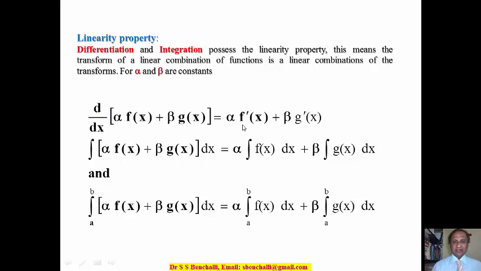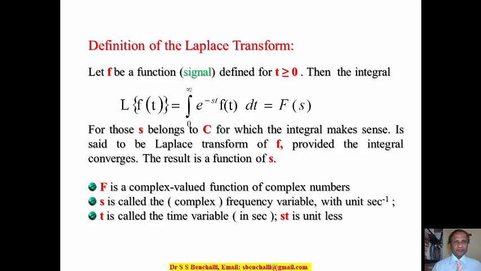I hope we can obtain f'(x), g'(x) along with the arbitrary constants. Exactly in a similar way, if you apply an integration symbol on the same function, you can keep the constants as they are: integration of constant times f of x plus constant times g of x with respect to x. Is it clear? These properties we may call the linearity property in differentiation and integration. We can extend the same property to the definite integral also.